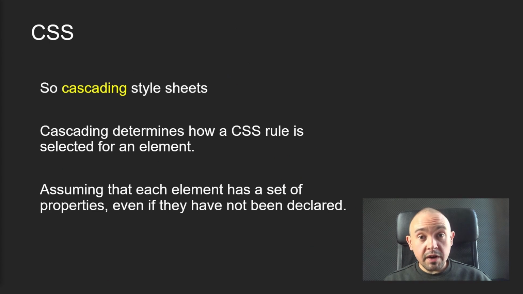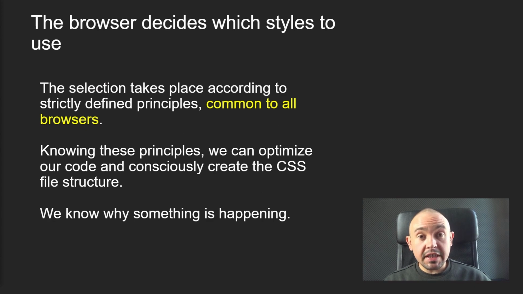As we already know very well, CSS are cascading style sheets. And cascading is simply a set of principles by which the browser chooses the appropriate CSS rule for a certain element. At the same time, we know that each element has its own set of properties, even if we as the developers have never declared them. Each element at the time of creation in a document object model must have set of properties with the initial values or default browser style values to be rendered on the website. It is the browser that decides which styles to use.